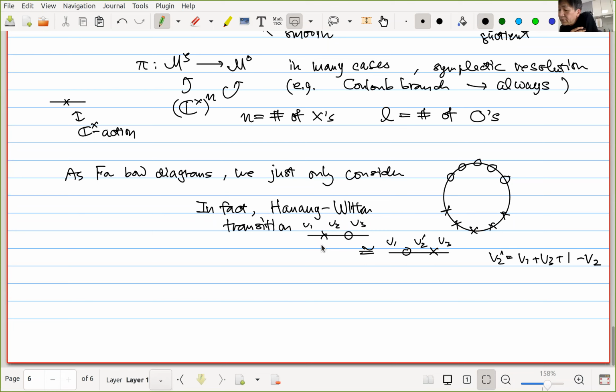This was originally found by Nakajima and Witten. I proved it as an isomorphism of symplectic manifolds, and we call it the Hanany-Witten transition. So from this rule, you can change the order of circles and cross. Because of this, you can move all the circles upwards and all the crosses to the lower half.